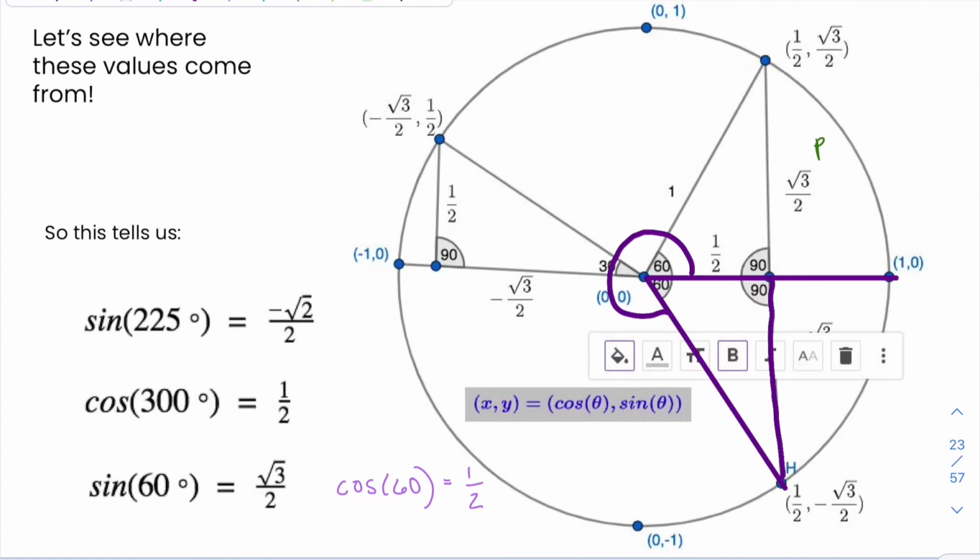We know this side length is 1/2. This side length, it's covered up by this box, is negative radical 3/2. So my ordered pair, I go over 1/2, down negative radical 3/2, is going to be 1/2 comma negative radical 3/2. Well, my cosine is my x coordinate. So cosine of 300 is just going to be the x coordinate at 300, and so that's going to be 1/2. So that's really what we're going to be doing. We're going to locate the angle on the unit circle and then use the ordered pair being cosine comma sine to find these trig values.